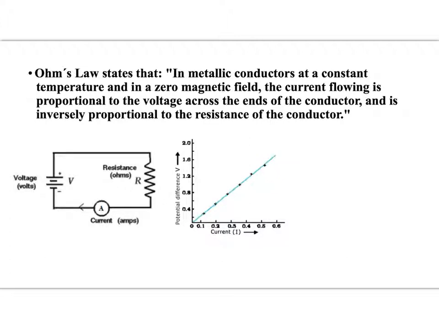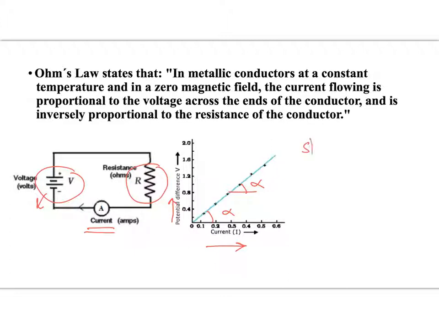He set up a simple circuit like this with batteries with a voltage of V and a resistor with a value of R, and used an ammeter to measure the current. When he increased the voltage of the battery by, let's say, the number of batteries, he observed that the current also increases proportionally. So you see that the slope of this line is constant.